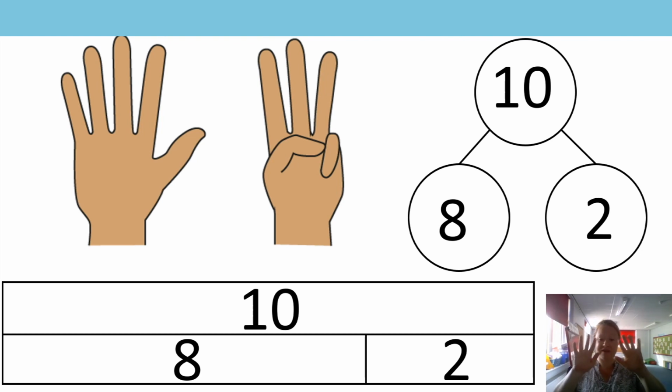Now, before we go on to the next slide, which is a different representation, maybe you can have a go with your fingers holding up different amounts and have a think, or maybe even draw the cherry model and the bar model to go with it. Or even ask another person in your house to hold up some fingers and see if you can work out what the number bond to 10 would be.